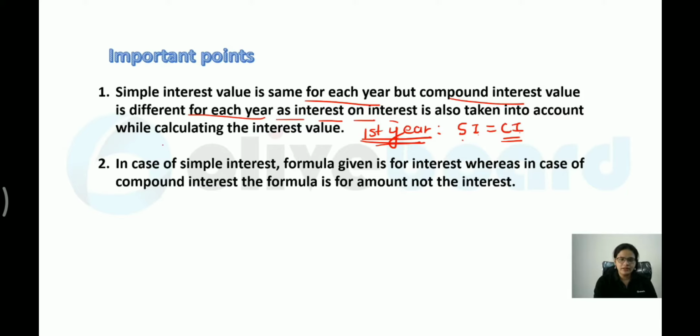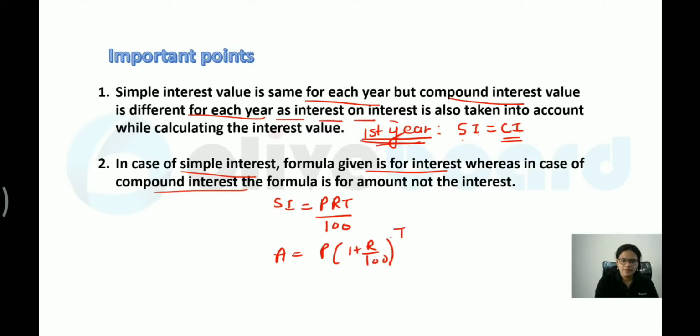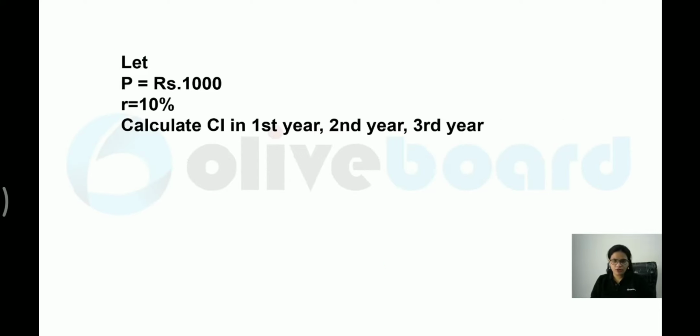Okay, next one. In case of simple interest, the formula is for interest, because you know the formula for simple interest is PRT/100. When you are writing about compound interest, the formula is for amount, that is P(1 + R/100)^T. So this is how you have to solve the question. Okay, now let me move on to the next part. That is the basics for this.